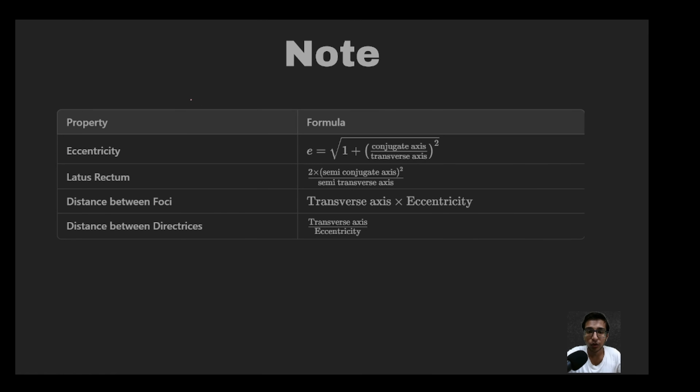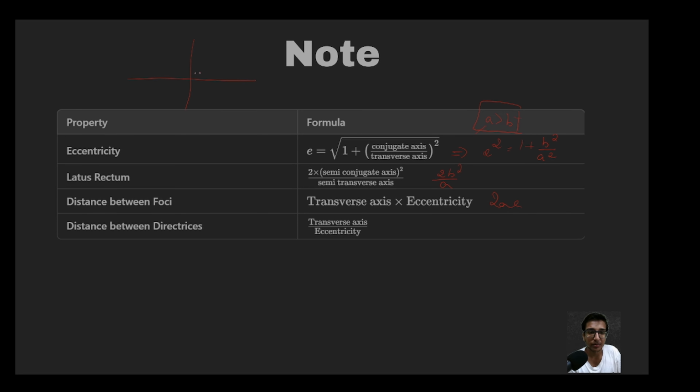Now a few important notes that you need to remember. Eccentricity is always written as 1 plus, or instead of this you can simply remember e square is equal to 1 plus b square by a square, where a is always greater than b, which gives us the information that a is the transverse axis and b is the conjugate axis. Latus rectum is again 2b square by a. Distance between foci is transverse axis into eccentricity. What is our length of transverse axis? It is 2a, into eccentricity e.